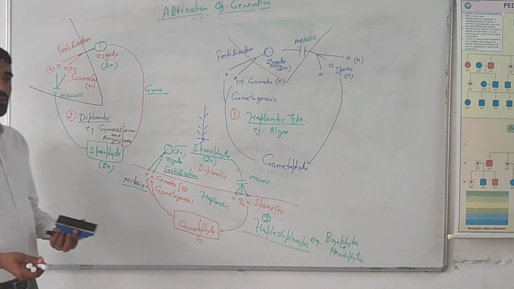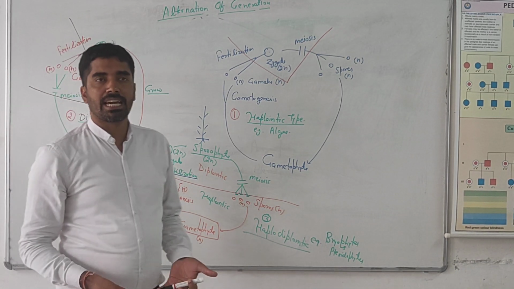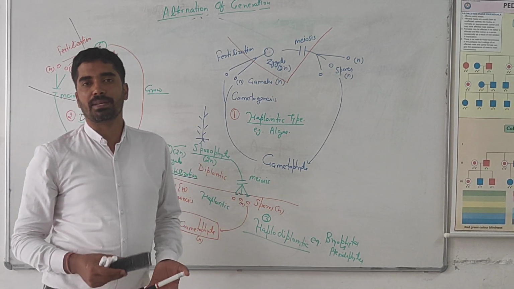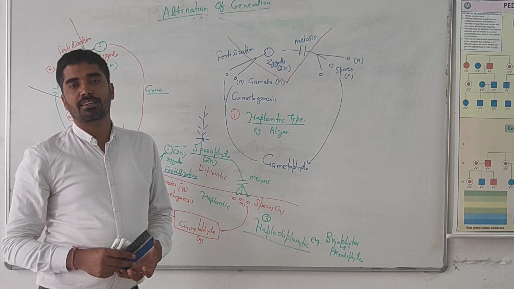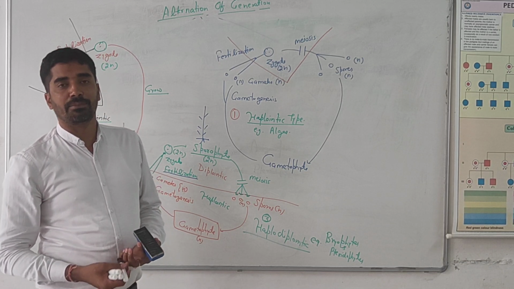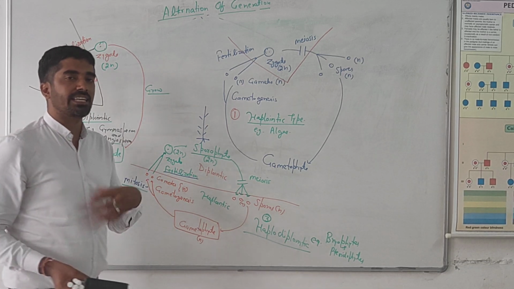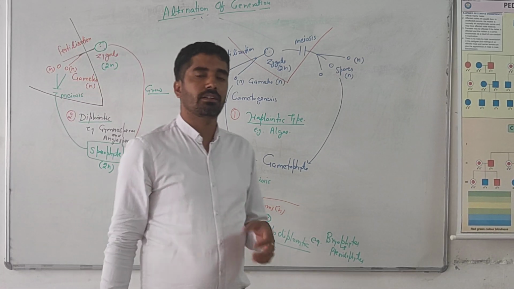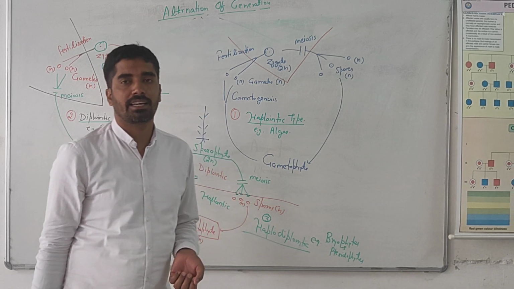Acha, I want to ask you one question. Which type of life cycle is represented in human beings? You will answer it to me in my text. I will wait for your answer. Which type of life cycle takes place in human beings? Human being में किस तरह का life cycle होता है?